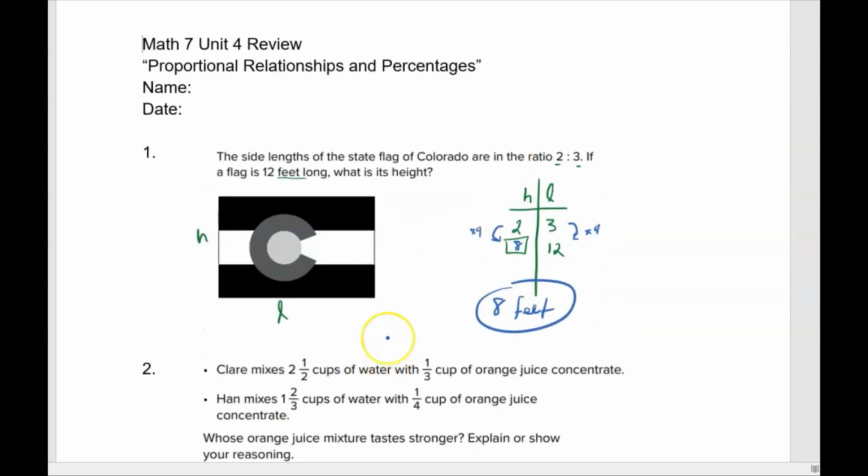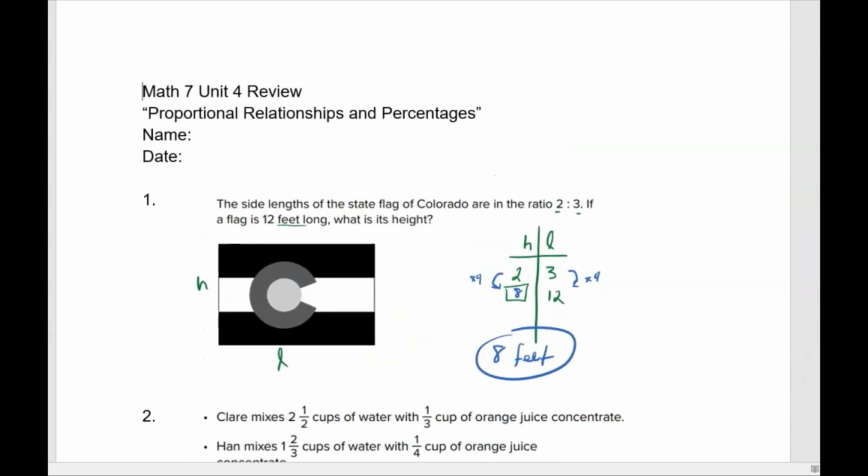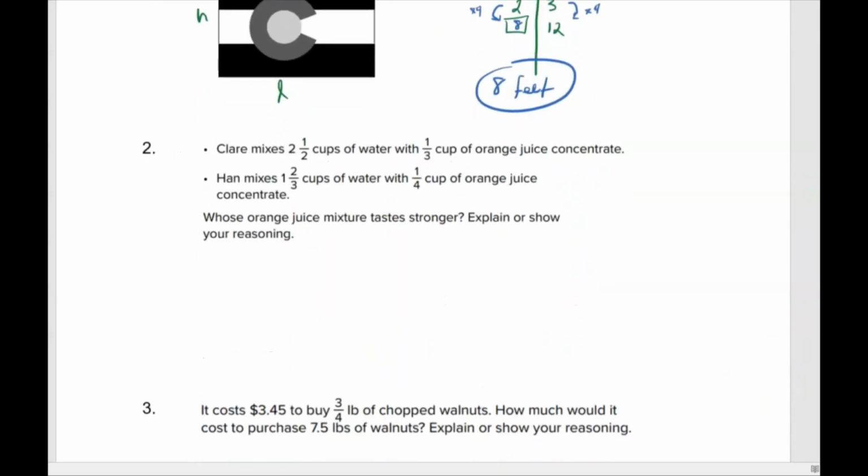Number 2 says Claire mixes 2.5 cups of water with a 1/3 cup of orange juice concentrate. So if you've ever bought the frozen orange juice at the store before, and then mixed it with water, that's what this example is. And then Han mixes 1 2/3 cup of water with a 1/4 cup of orange juice concentrate. Whose orange juice mixture tastes stronger? And explain or show your reasoning.